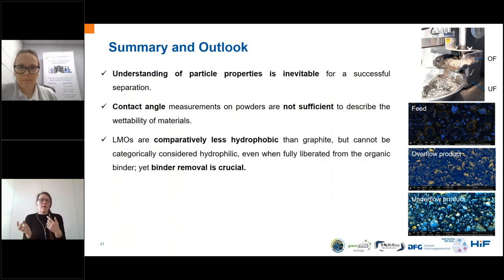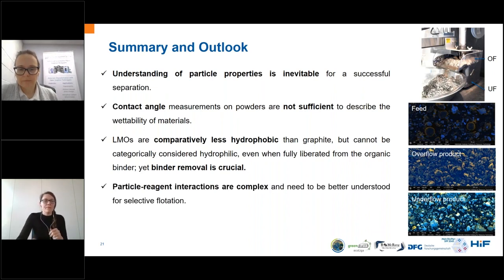Of course, the lithium metal oxides, they are less hydrophobic than graphite, but of course, as I just said, they cannot really be considered hydrophilic in total, because of course even them being hydrophilic, as people say, they still attach to the gas bubble and they are still recovered. And this is just for the pure materials. So I showed you at the beginning, if we set the binder on top, this is even worse. So the binder removal is very crucial if you want to successfully separate the particles.